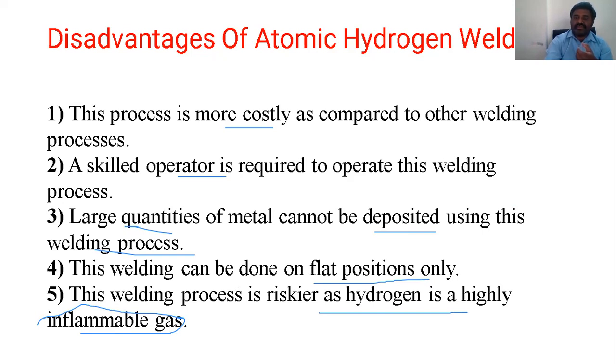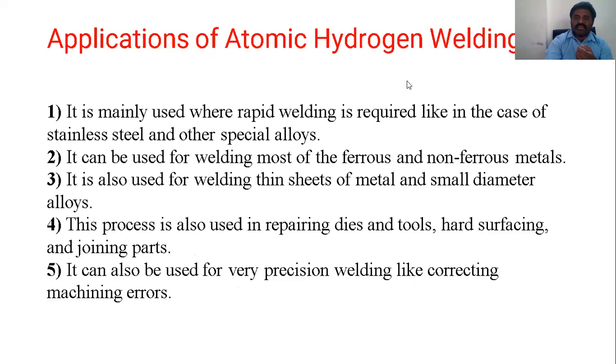Now the applications. The application is mainly rapid welding, as in the case of stainless steel and their alloys, in a thickness range from 2 mm up to 10 mm. With hard facing and the repairing of dies and tools, we can also use this type of welding process. Here we weld most ferrous and non-ferrous materials, and thin sheets of metal of smaller diameter also.